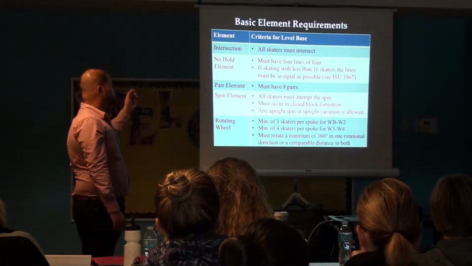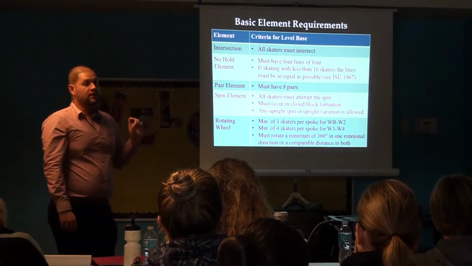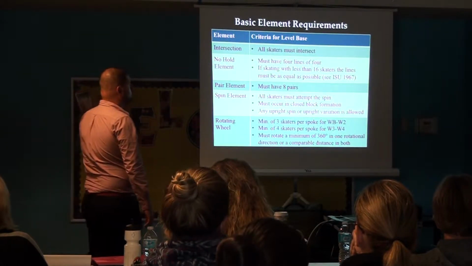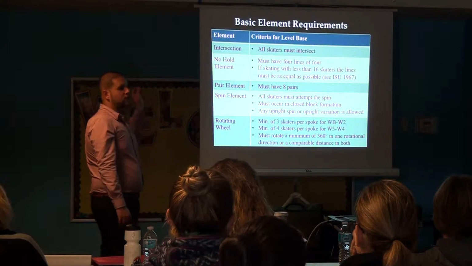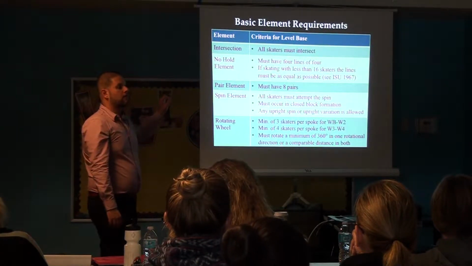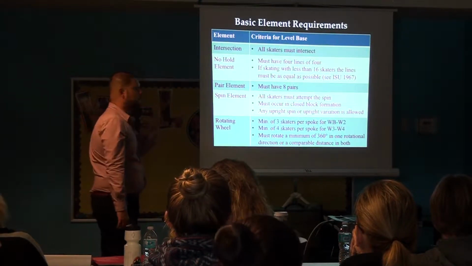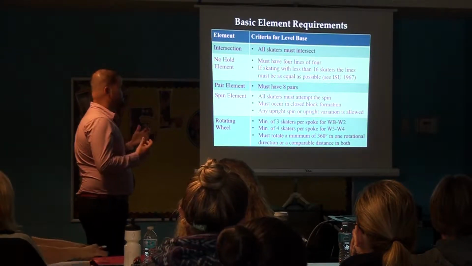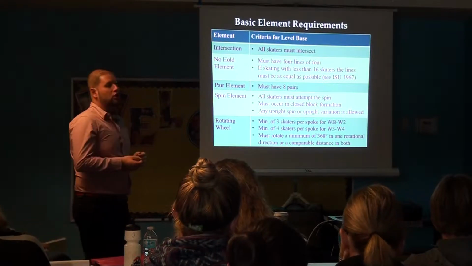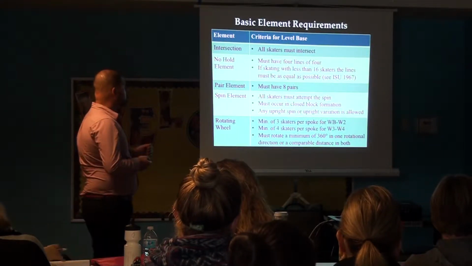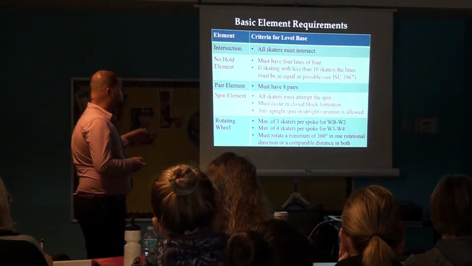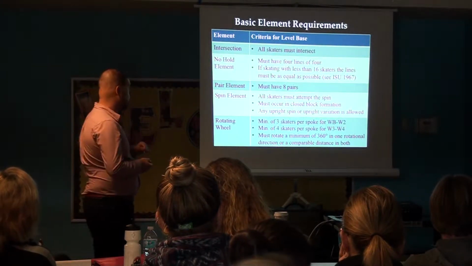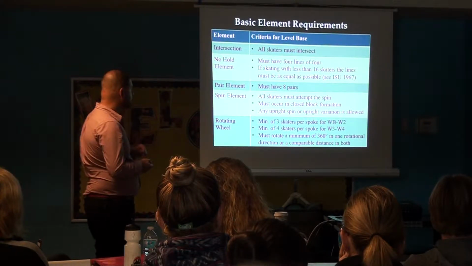Pair elements. You can only do the pair element if you have a team of 16. If you don't, you cannot choose it for your Group B selection. This is the ISU requirement, not a domestic requirement, but we are not going to adopt a different policy domestically. For the spin element, all skaters have to attempt the spin, and it must occur in a closed block formation. The spin must either be an upright spin or a variation of an upright. You cannot do a synchronized sit spin together or a synchronized intermediate position.